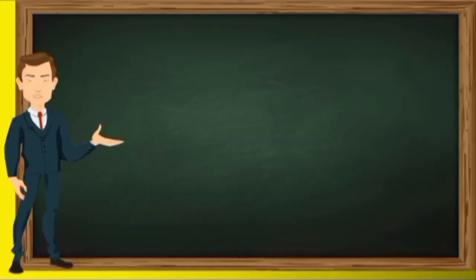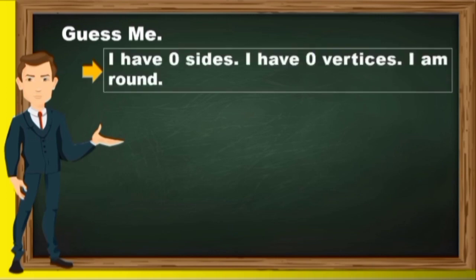To continue our lesson, let's have a short game. This is entitled Guess Me. Class, you need to identify what kind of figure is being described. Are you ready, class? Very good. Let's start. Number 1, I have 0 sides. I have 0 vertices. I am round. What is the answer? The answer is circle. Very good.